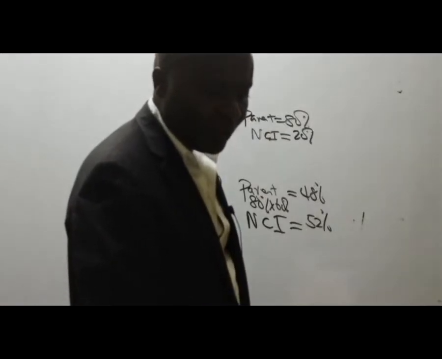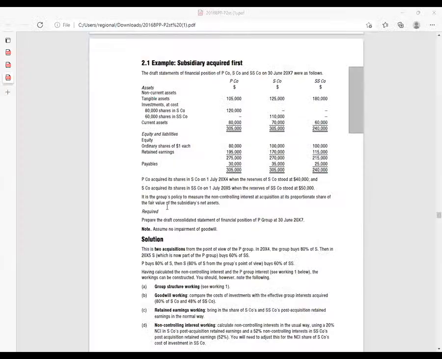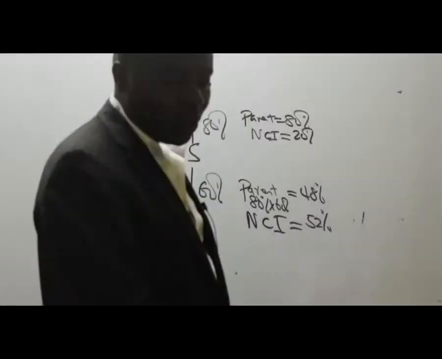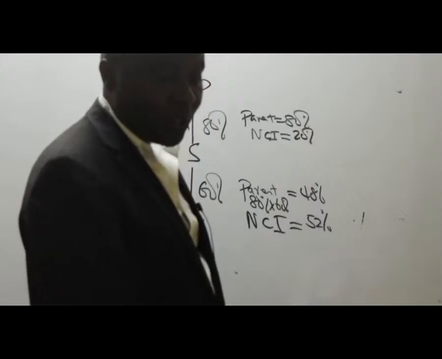Now, ladies and gentlemen, listen to me very well. This will be very important for us to have our group structure. So you can see in SS, they're telling you the parent effectively owns 48% and NCI owns what percentage? 52%. So please continue asking questions.